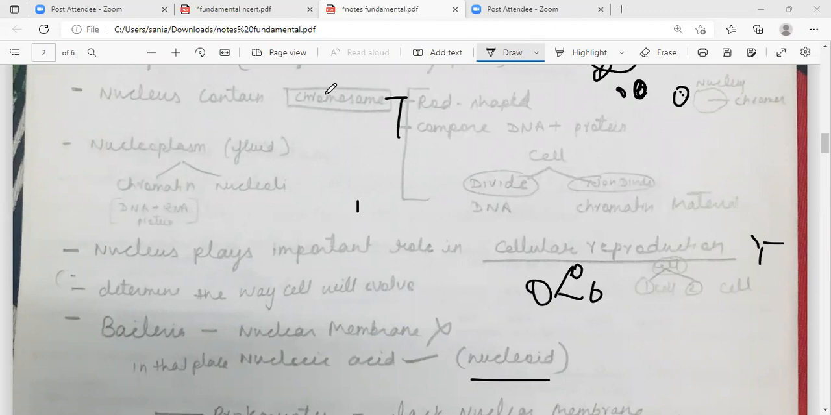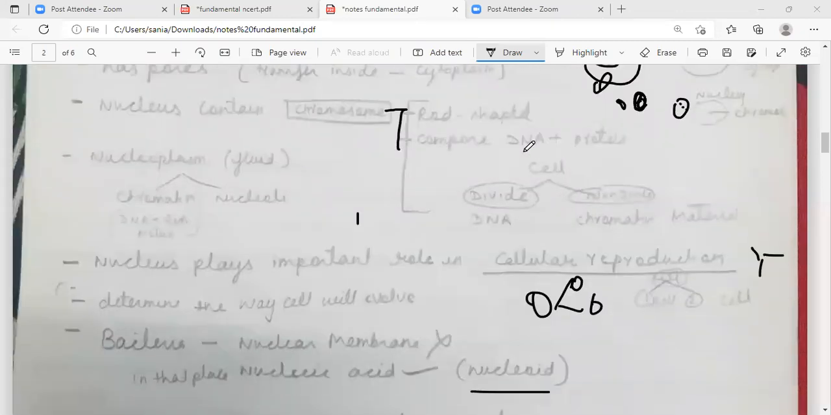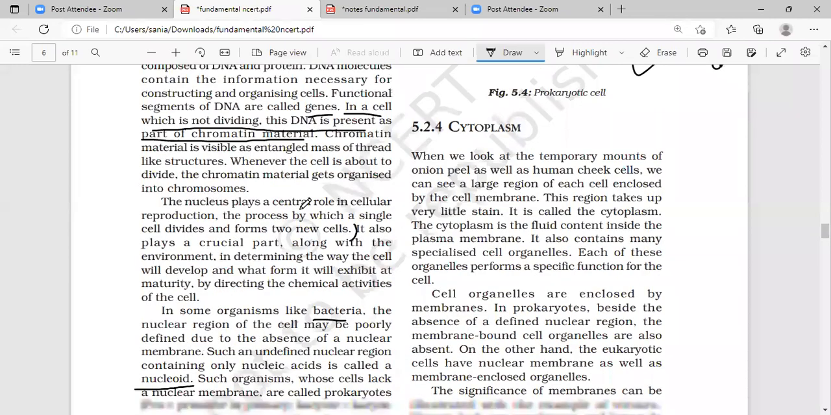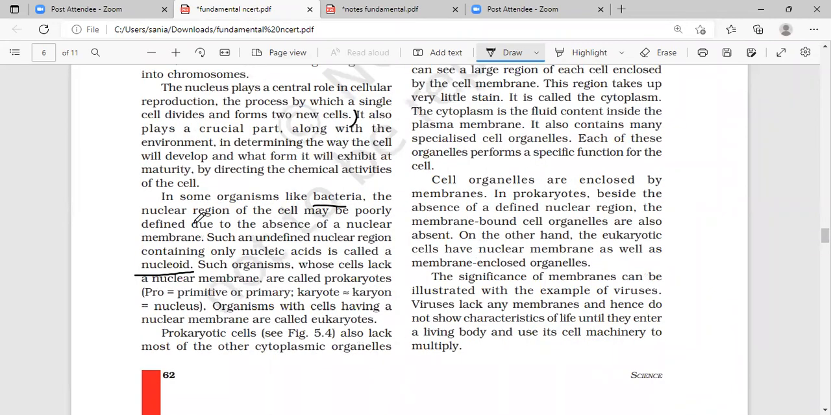Students, done? Okay. Now, see, as we already discussed, the cell which divides has DNA, but the cell which doesn't divide has DNA in the form of chromatin material, right? Now, a few more things you have to write about the cell. In some organisms like bacteria, the nuclear region of the cell may be poorly defined. So you'll write: in some organisms like bacteria, there is absence of a nuclear membrane. Then you will write: such an undefined nuclear region containing only nucleic acid is called a nucleoid.